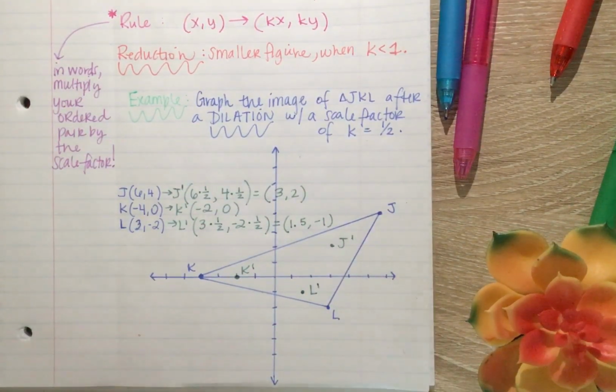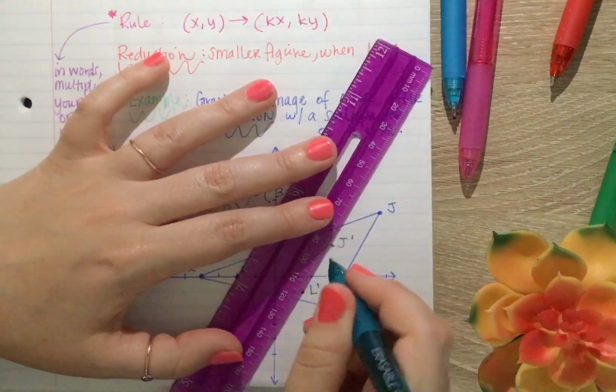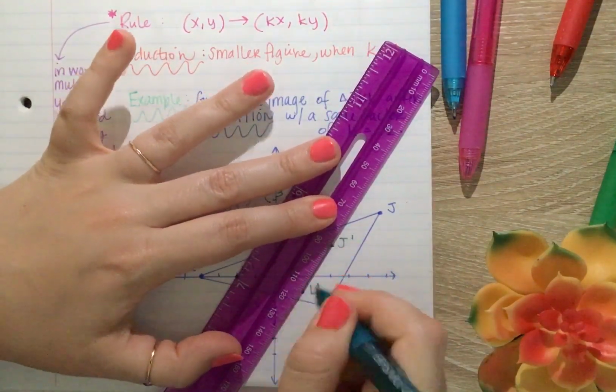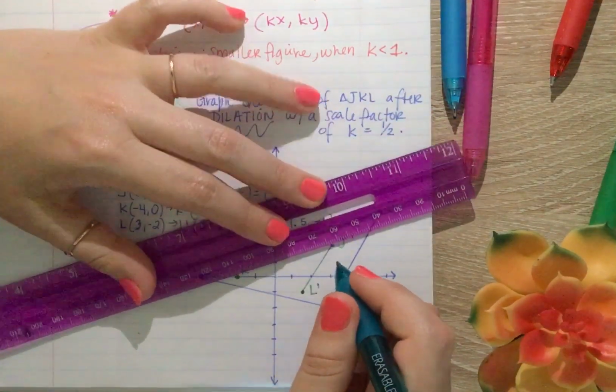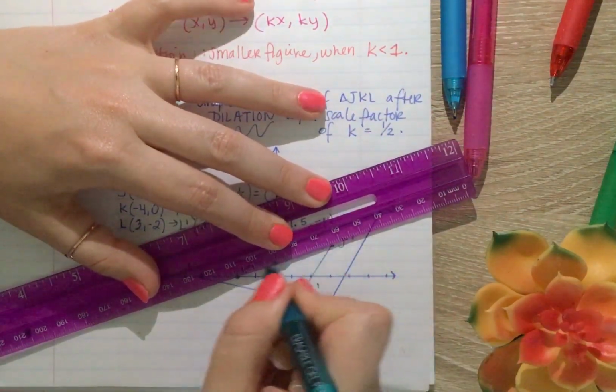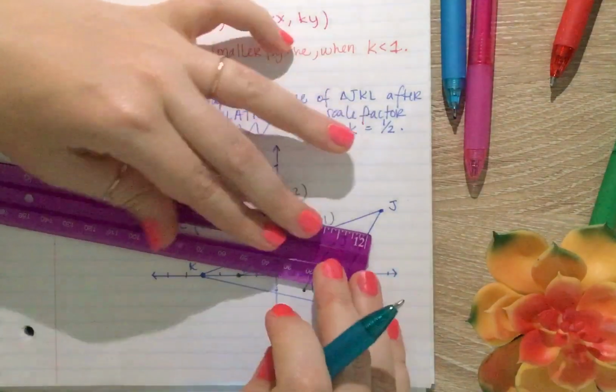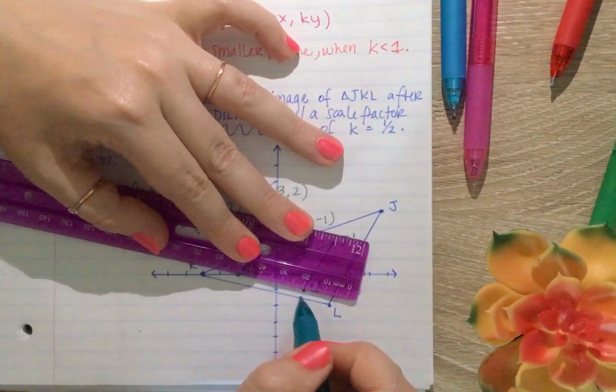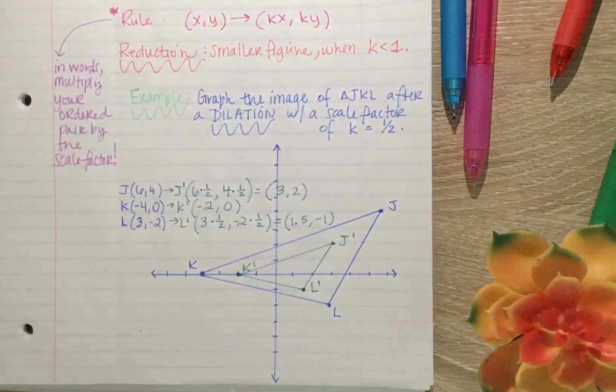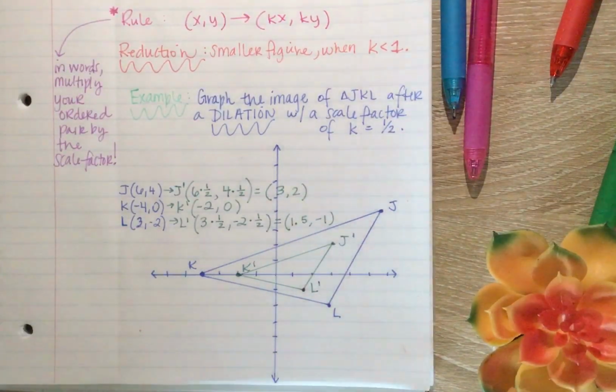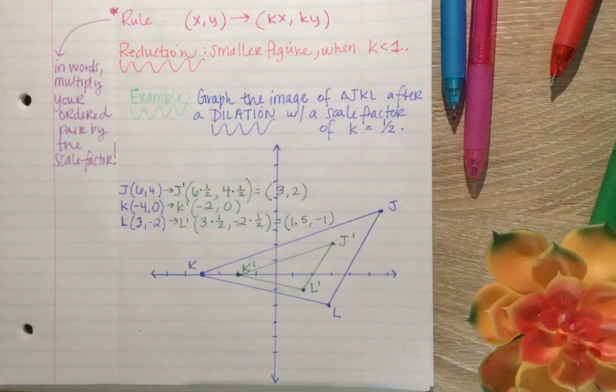Then we take our ruler, or a straight edge, or an index card, or the side of a book, because you want nice straight line segments. Now the difference when a scale factor is less than 1, you notice, is your image is actually smaller than your pre-image. And that is a dilation when a scale factor k is less than 1.